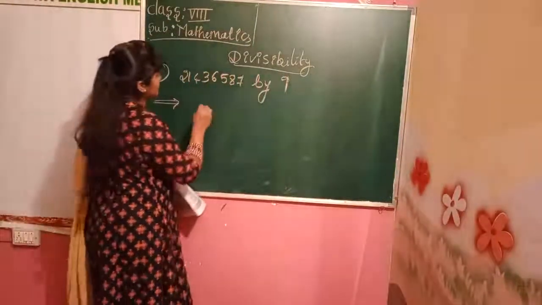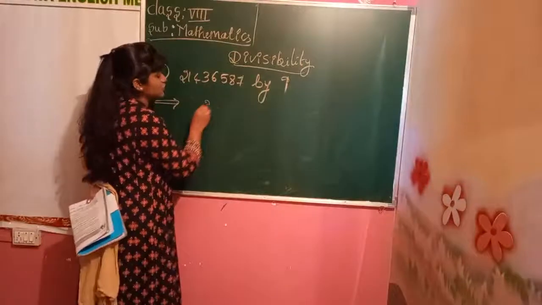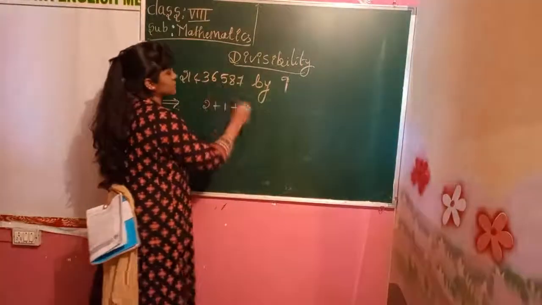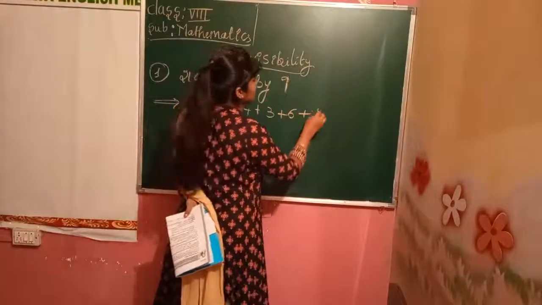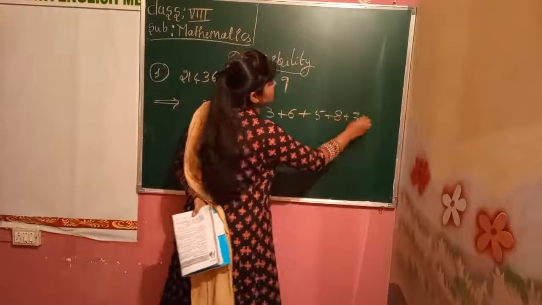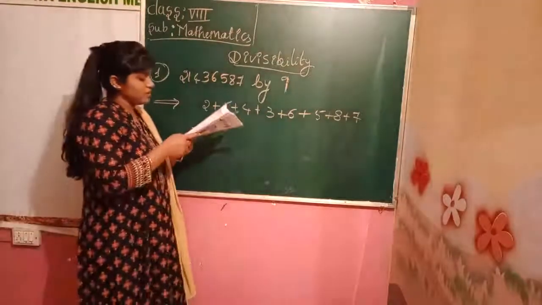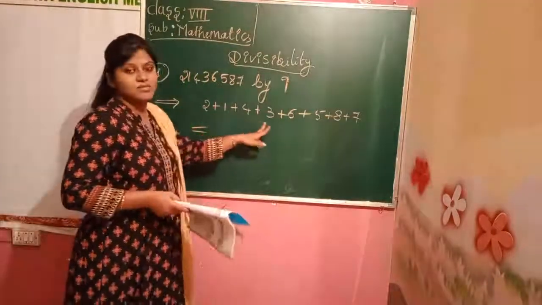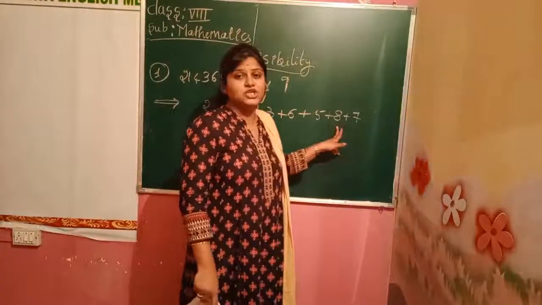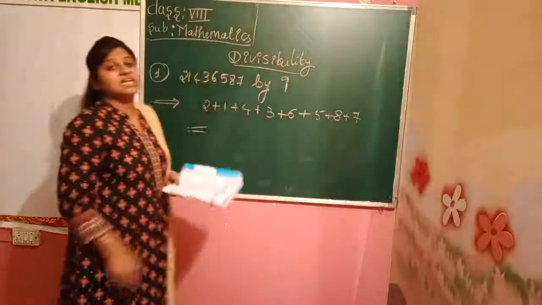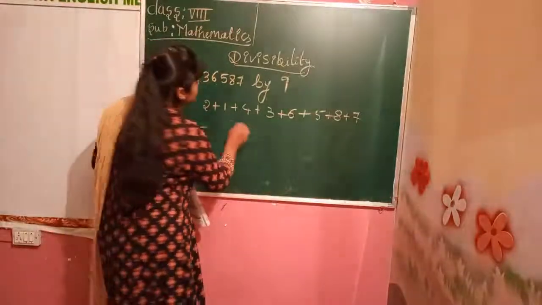First one, we'll solve step by step. First expand this number and add the digits: 2 plus 1 plus 4 plus 3 plus 6 plus 5 plus 8 plus 7. How much do we get? 2 plus 1 is 3. 3 plus 4 is 7. 7 plus 3 is 10. 10 plus 6 is 16. 16 plus 5 is 21. 21 plus 8 is 29. 29 plus 7 is 36. We got the answer 36.